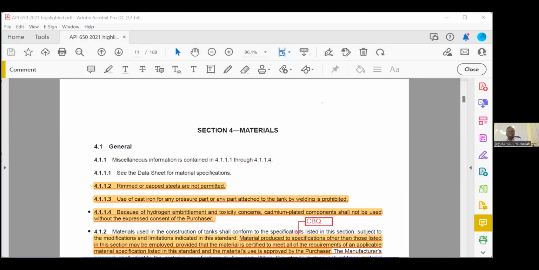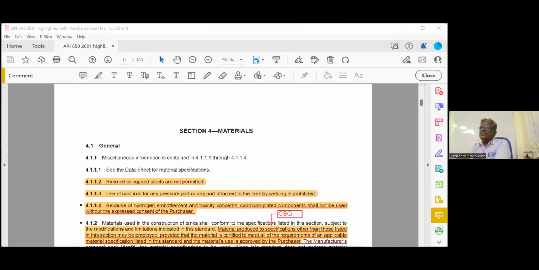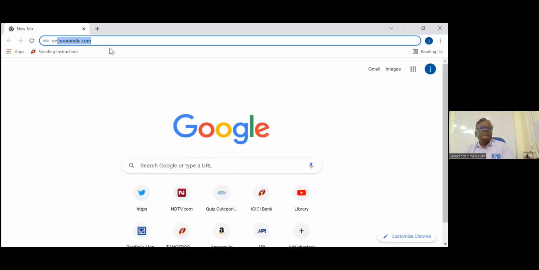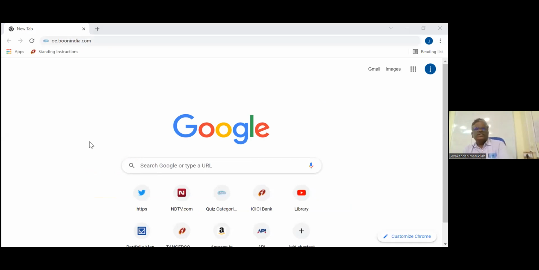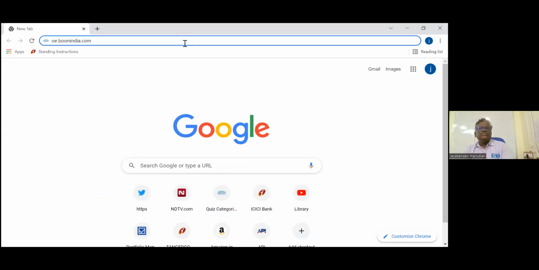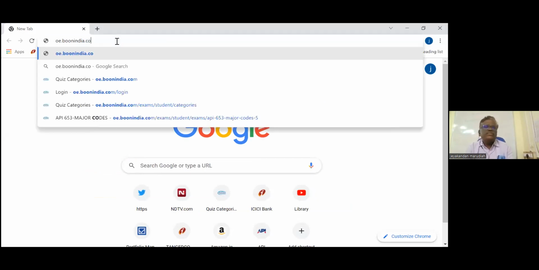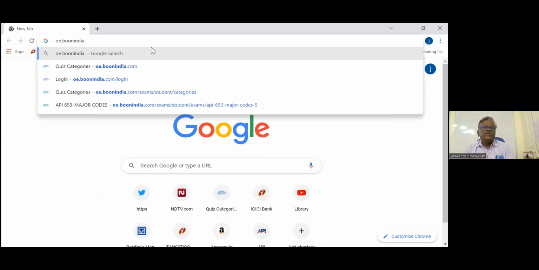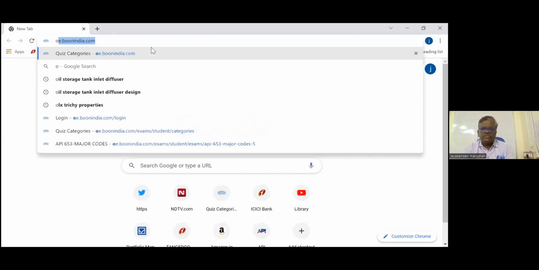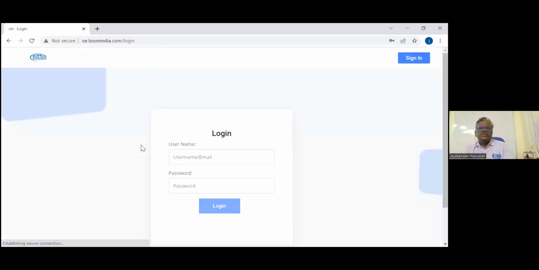Okay, so how to attend this question? You can try this online. The same question set that we are going to give. This is a website, oi.boonindia.com. You have to click oi.boonindia.com, and if you enter it, it will ask for a username and password, which we will create and give to you.